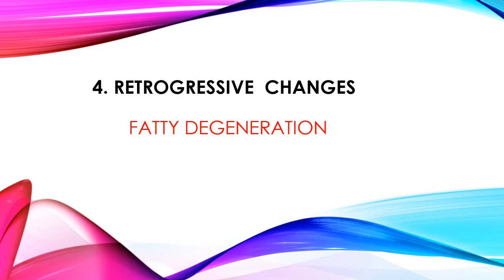In cloudy degeneration, the main peculiarity is accumulation of protein granules in the cytoplasm, and the nucleus remains unaffected. But cloudy degeneration is slightly different from fatty degeneration, and today we are going to discuss fatty degeneration. So listen carefully, take notes from the lecture, and compare the differences between cloudy degeneration and fatty degeneration.